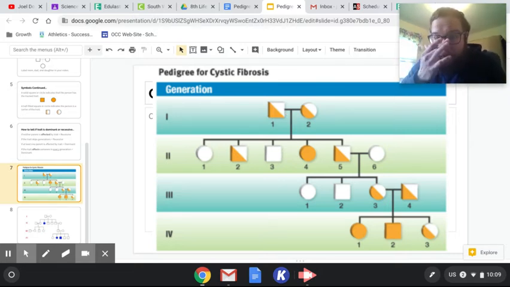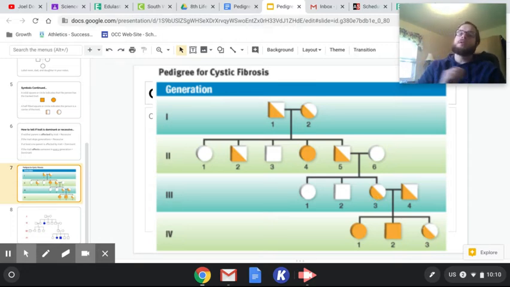Okay. Now let's look at what happens in generation 3. So person 5 and 6 get married. They have 3 children themselves, female, male, female, and they've got nobody with cystic fibrosis. Okay. So you had a carrier and then a nothing, a clean, and then they've got no children with cystic fibrosis.